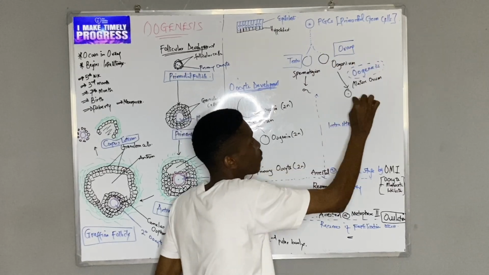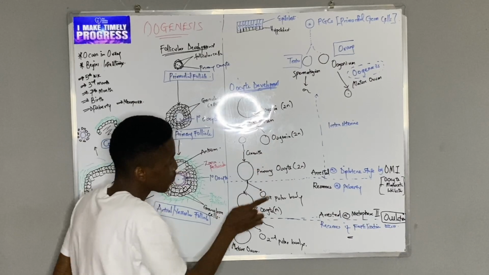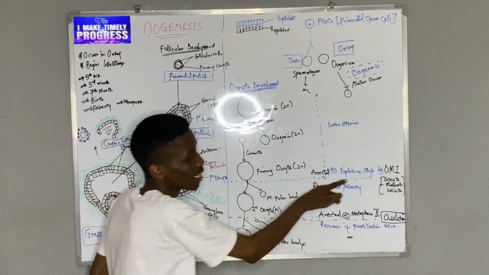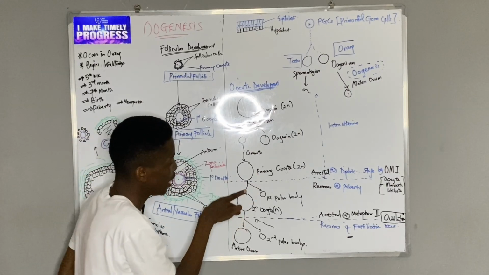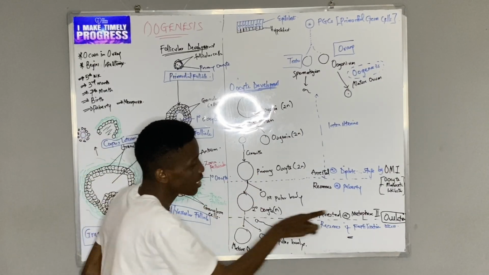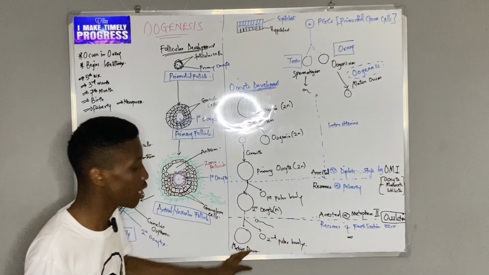Okay, how does the oogonia become a matured ovum? This is what we observe. Mitosis, growth. First meiotic division that is arrested at the prophase, and then completed at puberty. And then the second meiotic division begins, arrested at metaphase, only completed if there is fertilization. And then we have the matured ovum.